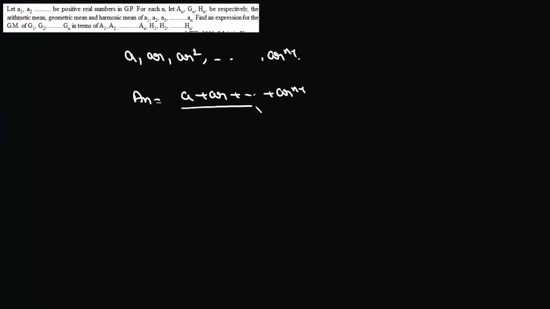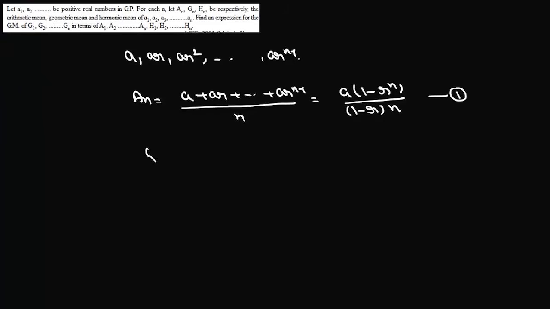Now we have a GP, and let the GP be a, ar, ar square, up to ar to the power n minus 1. Now An is their arithmetic mean. So we know that An will be a plus ar plus ... ar to the power n minus 1, whole divided by n. Now this is nothing but the sum of a GP, so it will be a(1 minus r to the power n) upon (1 minus r) into n. So that's your An.